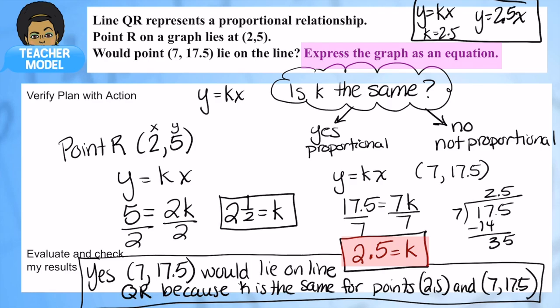The only thing, make sure you give yourself some room to work and to think. But jot this down into your notes. This is how we can test for proportionality. Take the 2 points, solve for k, and if they are the same, then yes, they are proportional. If they are not the same, then no, they are not proportional, and the 2 points will not be on the same line.